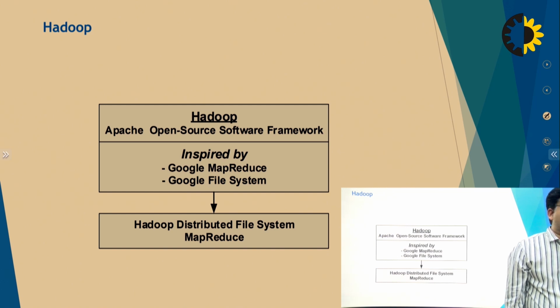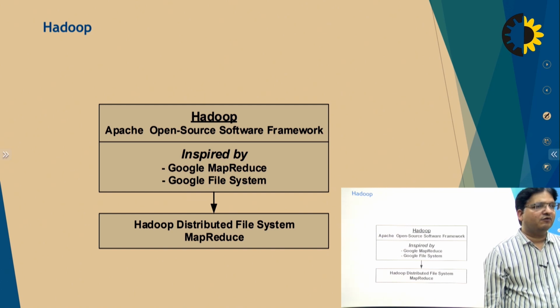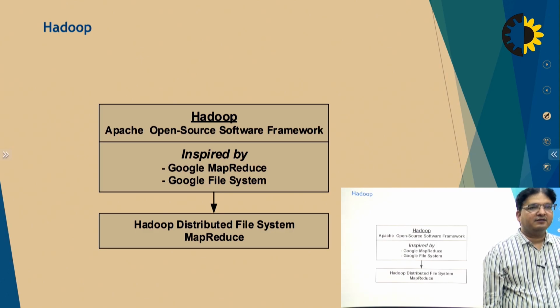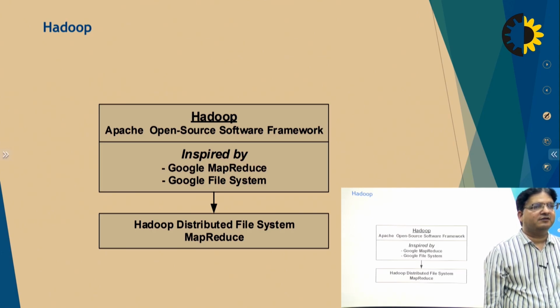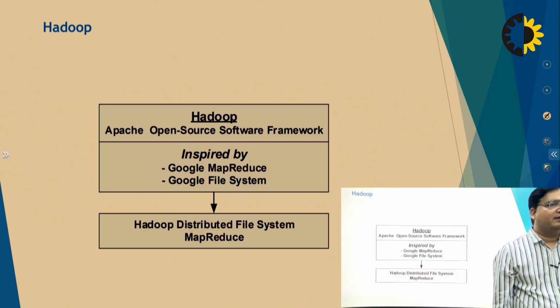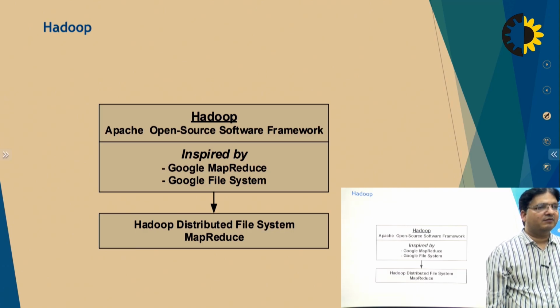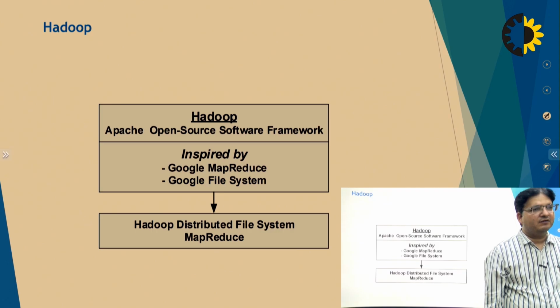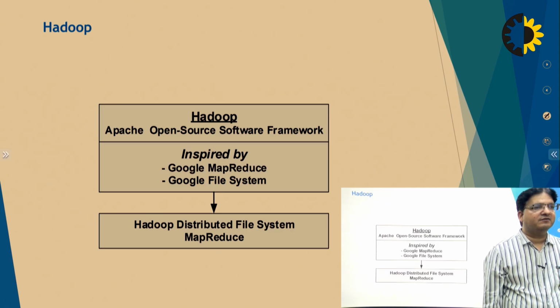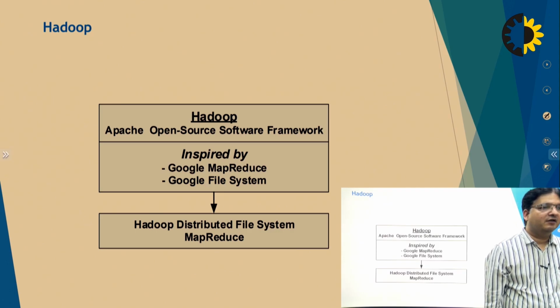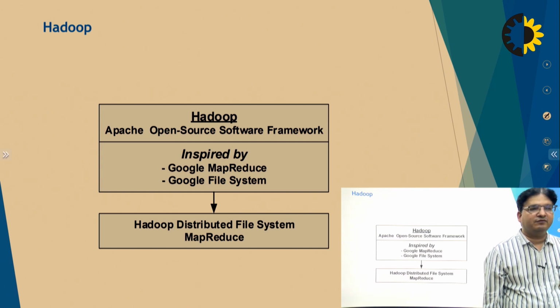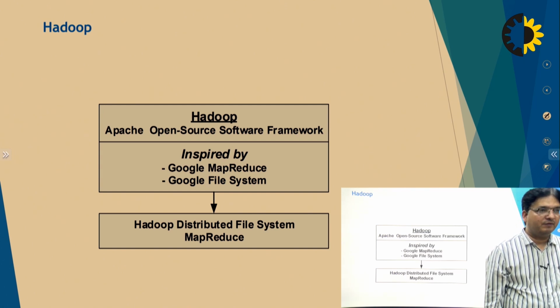Now we are discussing something about Hadoop. Hadoop is an open source software framework that is mainly used for data sets that are highly unstructured or semi-structured. It is basically used in big data. It was inspired by Google MapReduce and the Google File System which was used earlier, and later on it took the form of HDFS, Hadoop Distributed File System, and MapReduce.